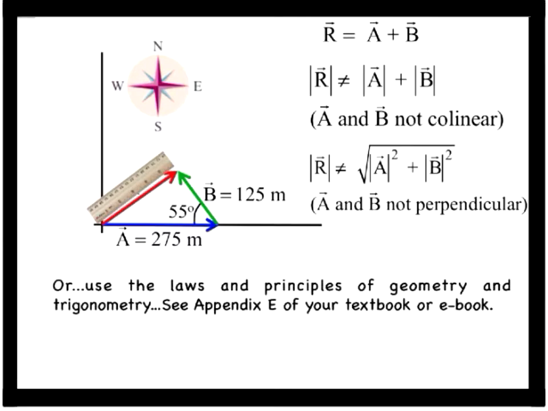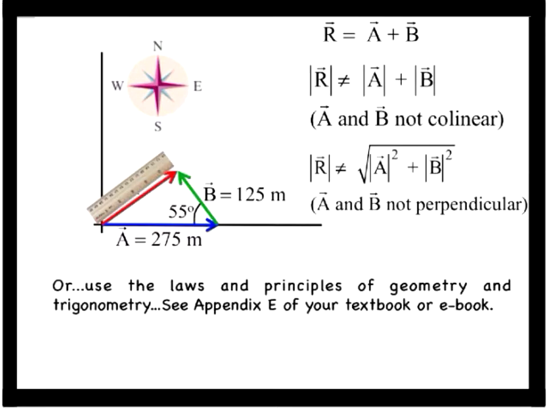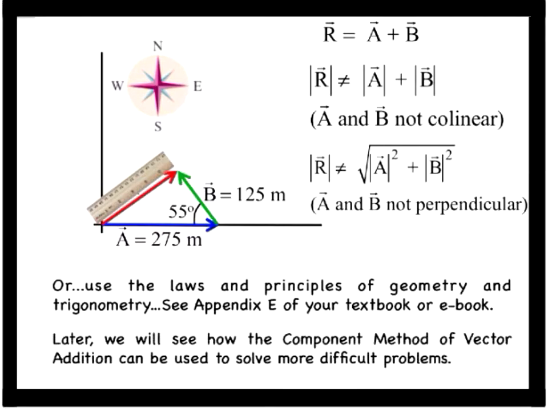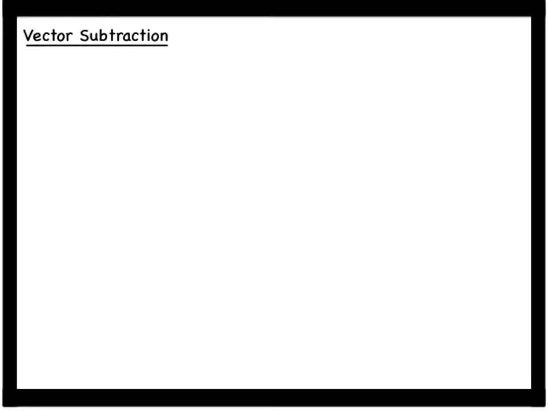Alternatively, we could use some of the properties and relationships of geometry and trigonometry that are presented in Appendix E of your textbook or ebook. Such analysis may be fairly simple for the addition of just two vectors as in our example, but may become much more difficult when adding a greater number of vectors. The component method of vector addition, which we will discuss in section 1.8, provides a straightforward technique for handling more difficult problems. The last topic we wish to discuss in this section is vector subtraction.